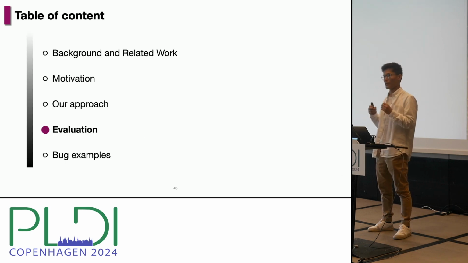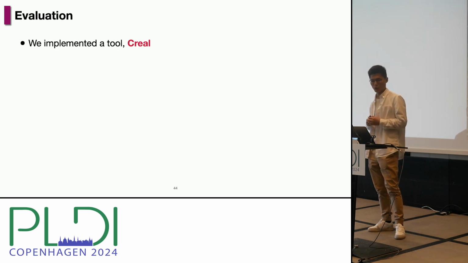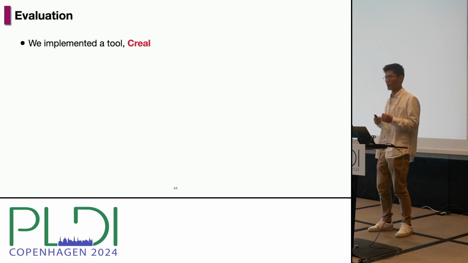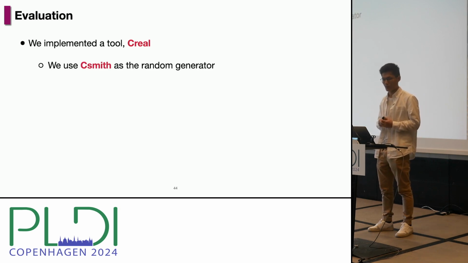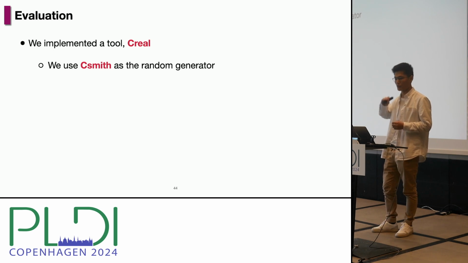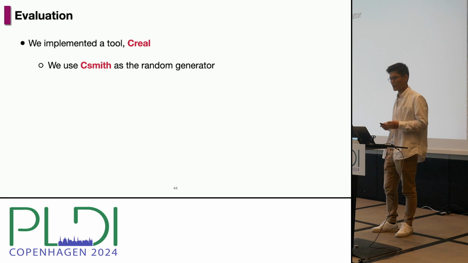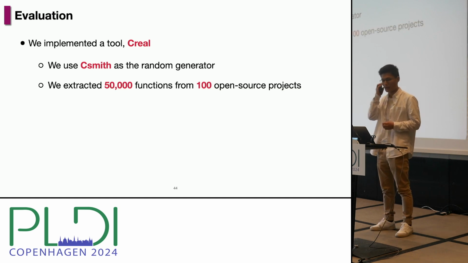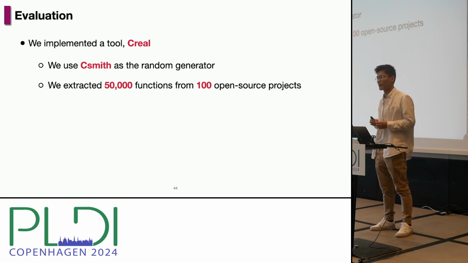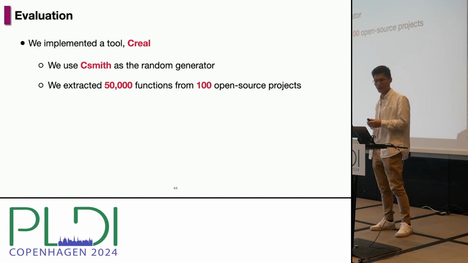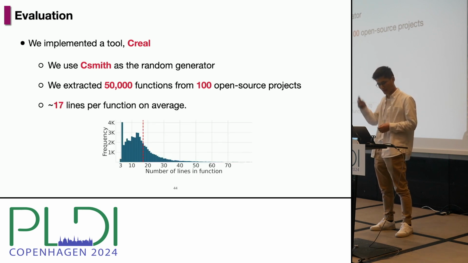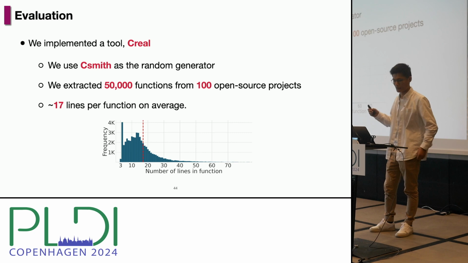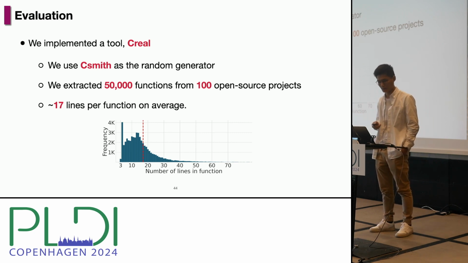So next, I'll show you some evaluation results of our approach. We implemented a tool called Serial to implement all the ideas I just presented. And we use Csmith as the underlying random generator to generate all those random programs. And we extracted 50,000 functions as a function database to drive our approach. Here are some statistics about the functions we extracted. On average, those functions consist of 17 lines of code.